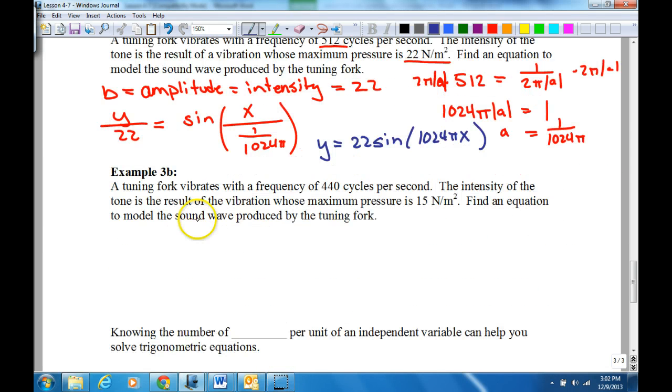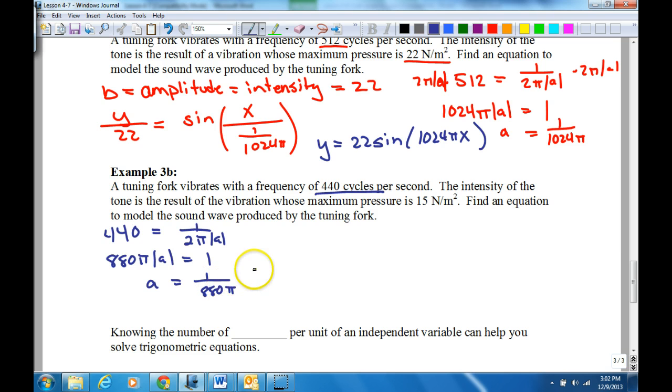Okay. We already know that we have a frequency of 440 cycles. So we know that 440 equals 1 over 2 pi absolute A. Okay? So if we multiply both sides by 2 pi, we get 880 pi absolute A equals 1. Then if we divide, we have A equals 1 over 880 pi. And we know that the pressure is 15, so that's our B.